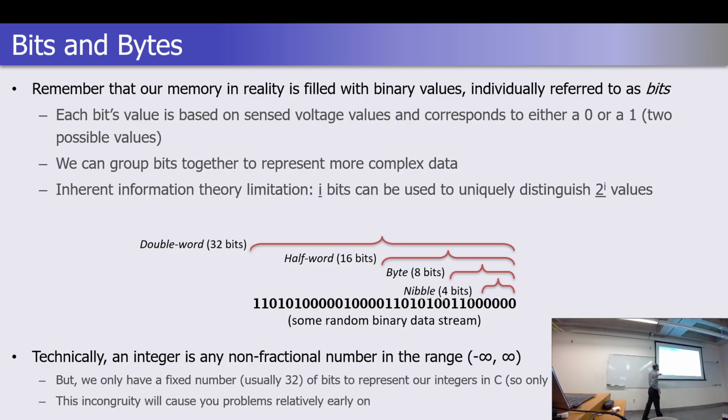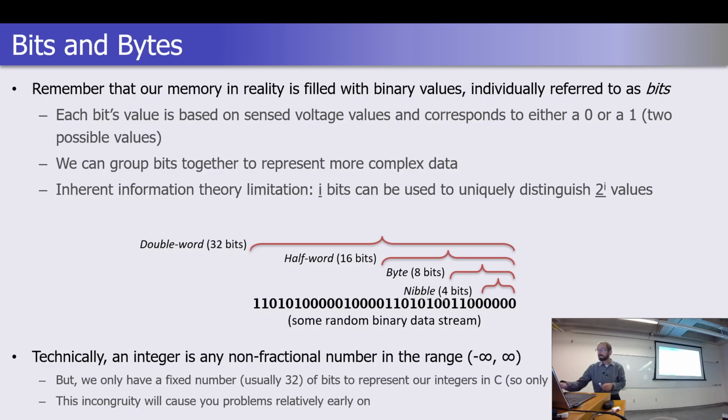There's a fundamental, inherent information theory limitation. We'll see this in various different contexts over time: if you have I bits of storage, you can uniquely distinguish 2 to the I different distinct values. That is always going to be the case. If I have 4 bits, I can represent 2 to the 4 or 16 unique values. And if I have 32 bits, I can represent 2 to the 32 unique different things.